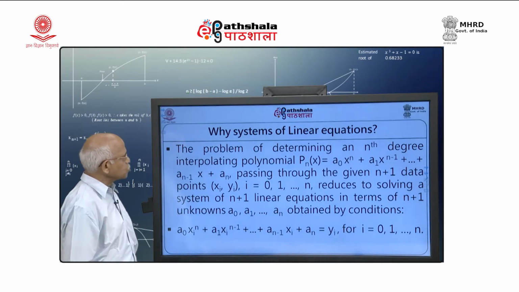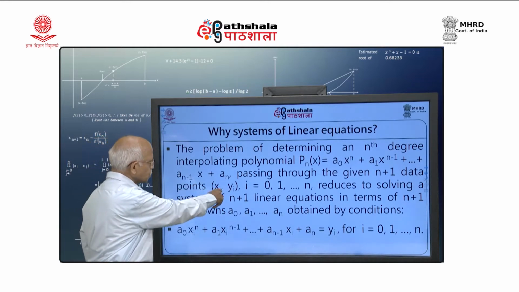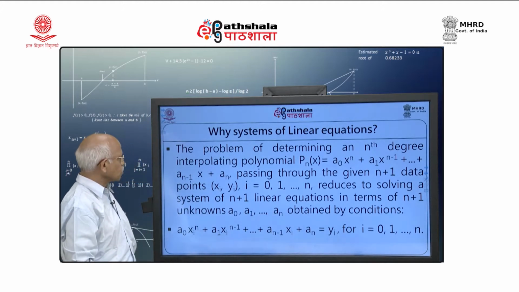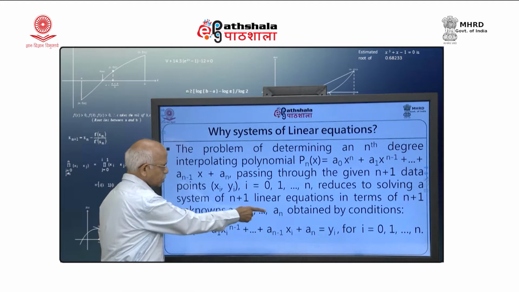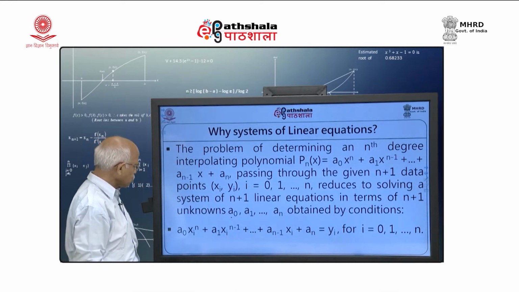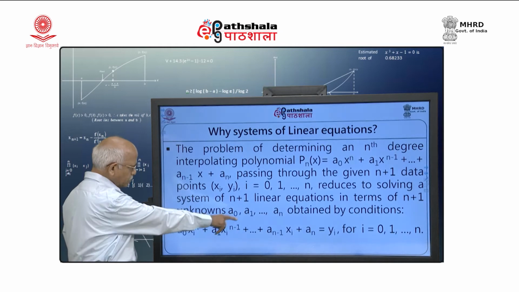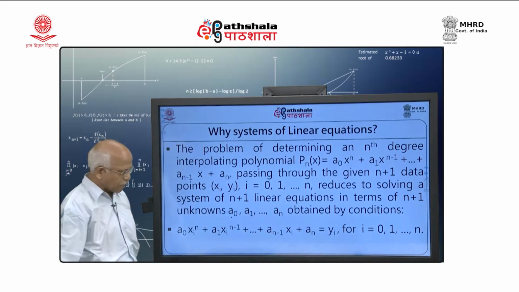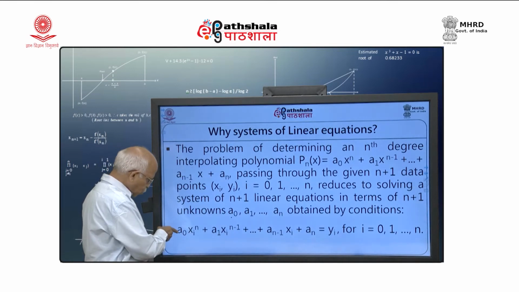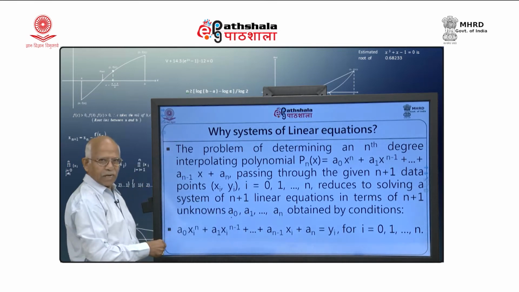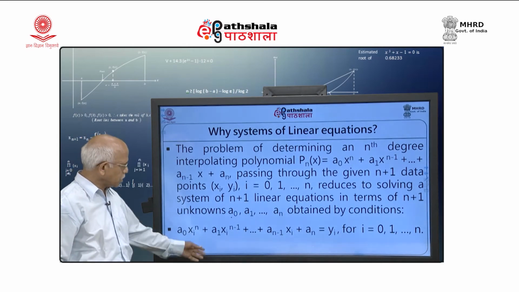If you consider the problem of determining the nth degree interpolating polynomial p_n(x) passing through the given n plus 1 nodes (x_i, y_i), it reduces to solving a system of n plus 1 linear equations in n plus 1 unknowns, which are the coefficients of the polynomial a_0, a_1, a_2, a_3, ..., a_n. This is obtained by the condition that p_n(x_i) should be y_i. So p_n(x_i) will be given by this and y_i will be this. Here I know x_i raised to n, and all this is known. Therefore, this becomes a linear equation in the unknowns a_0, a_1, a_2, a_3, ..., a_n, and there are n plus 1 such equations, so this becomes a system of n plus 1 equations in n plus 1 unknowns.